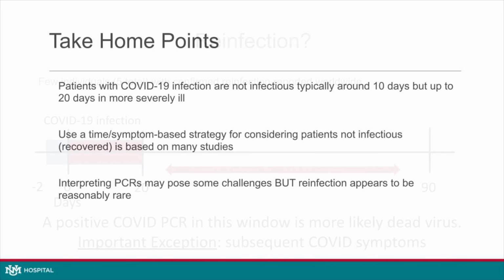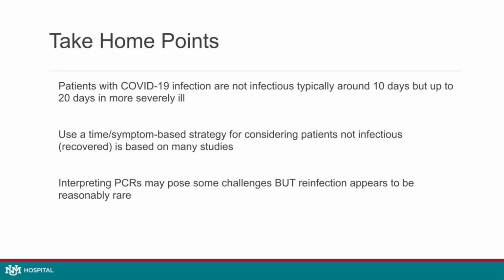And I think the take-home points here are that patients with COVID-19 infection are not infectious typically around 10 days, but up to 20 days in patients who are more severely ill. We've switched to use a time and symptom-based strategy for considering patients no longer infectious or recovered, and that's based on many studies and CDC guidance. And as you can tell, interpreting PCRs may pose some challenges, but thankfully things like reinfection appear to be reasonably rare at the moment, and hopefully even less frequent with vaccination.